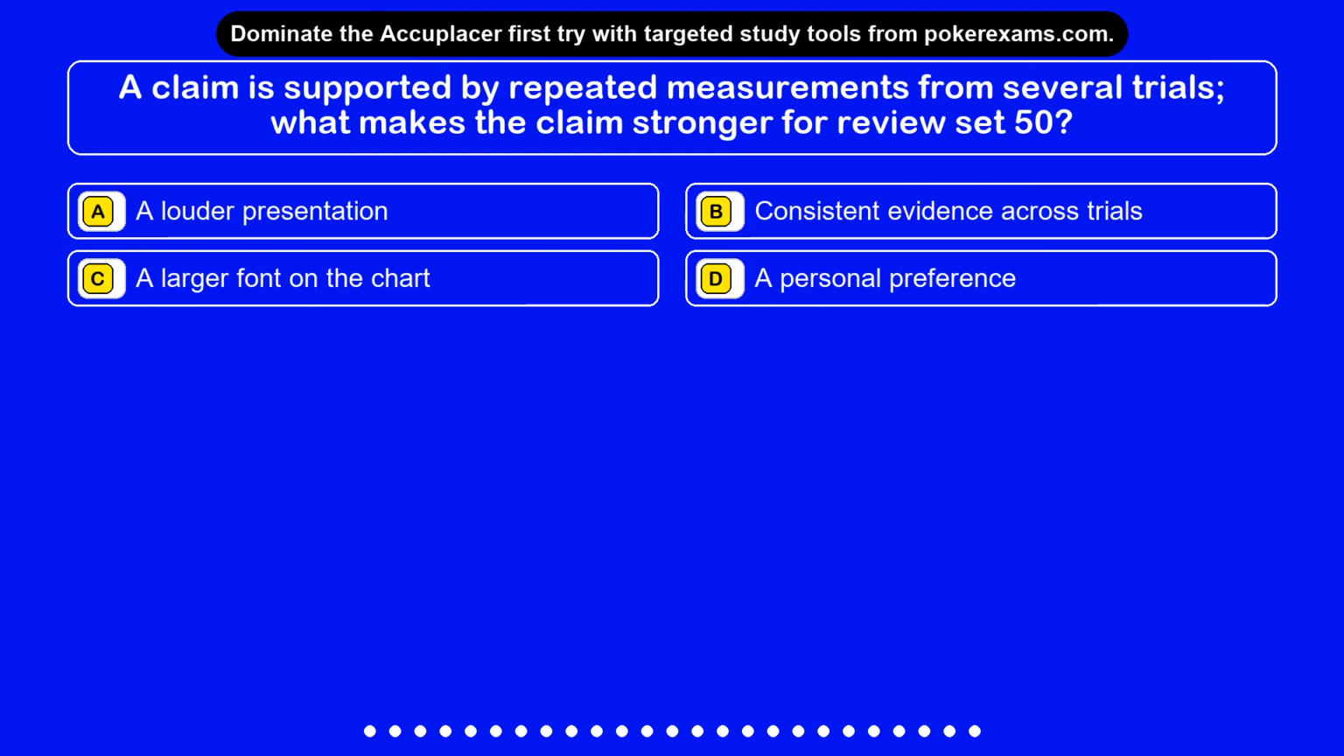Question 25. A claim is supported by repeated measurements from several trials. What makes the claim stronger for review set 50? Option A, a louder presentation. Option B, consistent evidence across trials. Option C, a larger font on the chart. Option D, a personal preference.